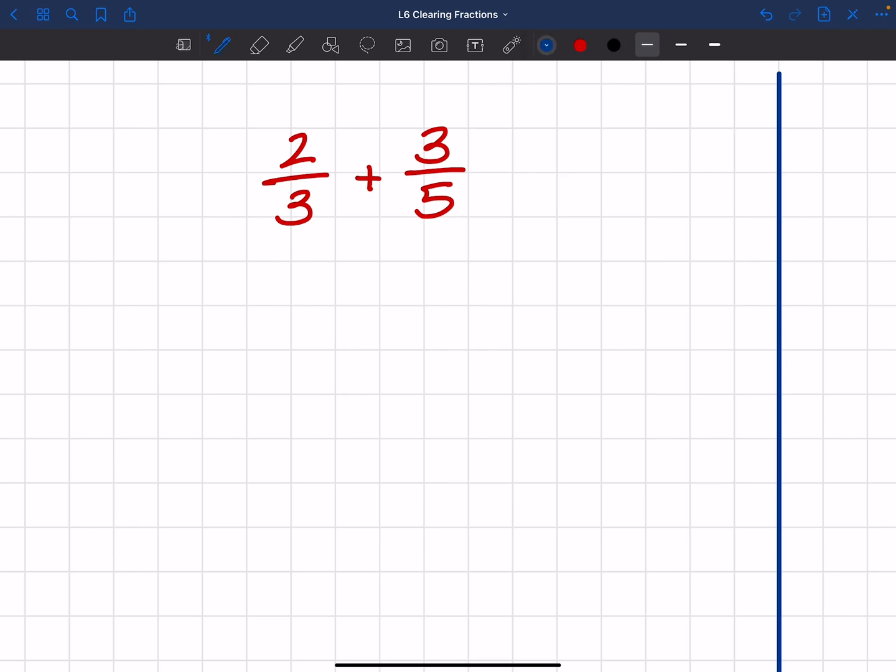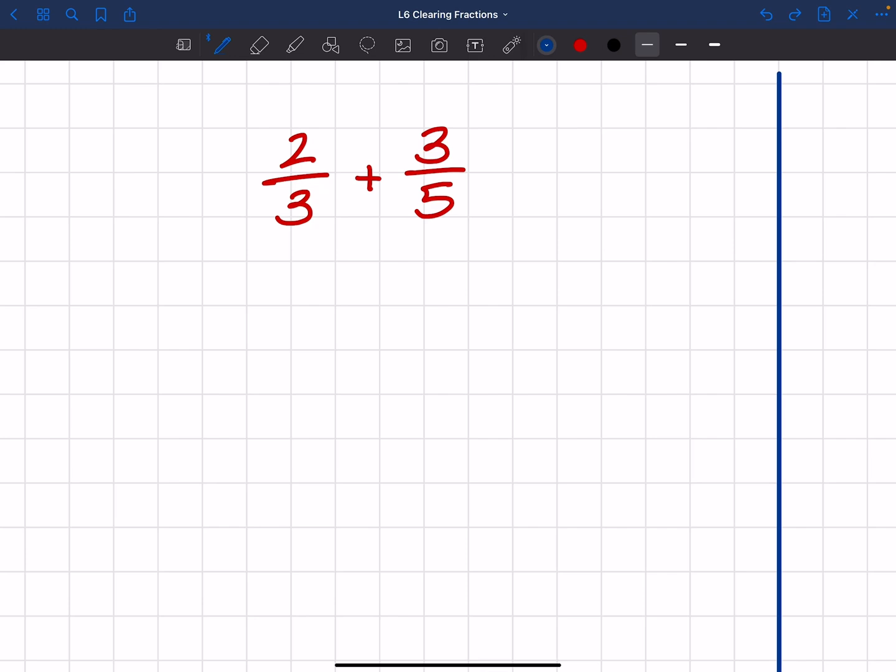So one way that you can find a common multiple or a common denominator is you could take a look at the two different denominators, which in this case are just 3 and 5. And you could just multiply them together, get 15. So that's a real quick and easy way to get a common multiple that will work for what we're going to be doing.